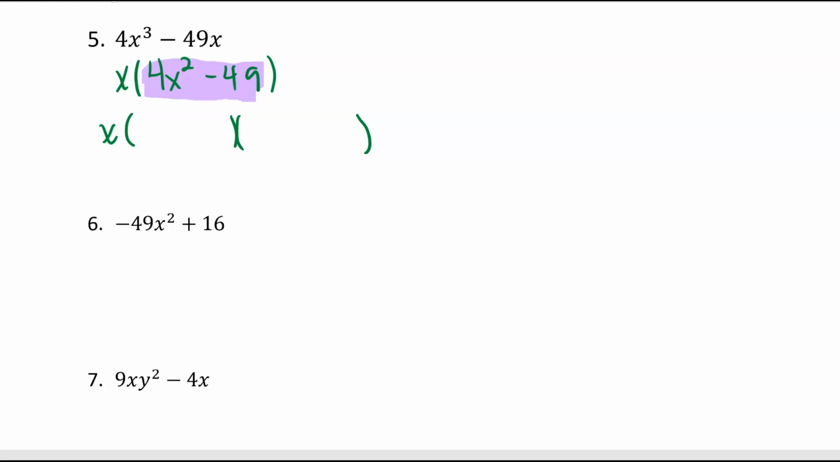So break it down. What's the square root of these perfect squares? We get 2x and we get 7. And then our signs would be plus, minus.